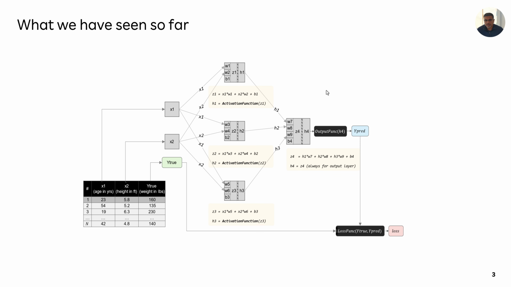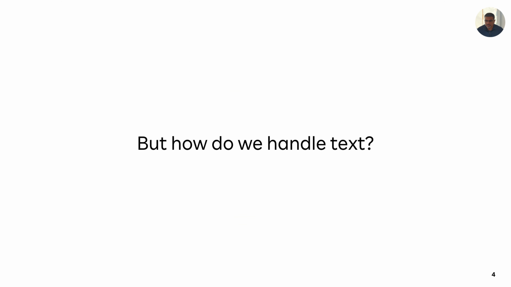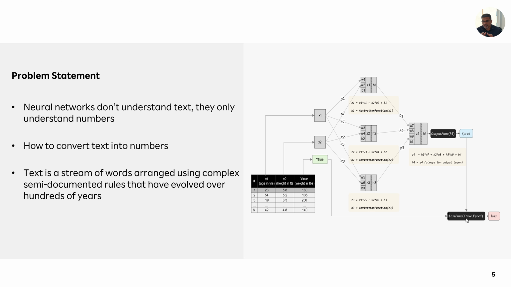What we have seen so far is a neural network architecture that looks like this. In this neural network architecture, you have numbers going in as input, and then you have one or more numbers coming in as output. Now, what is the problem with this kind of a neural network architecture? The problem is, how do we handle text? Neural networks do not understand text.